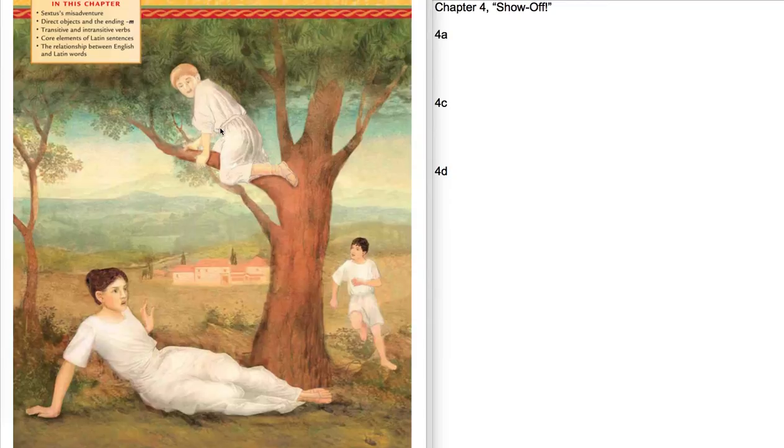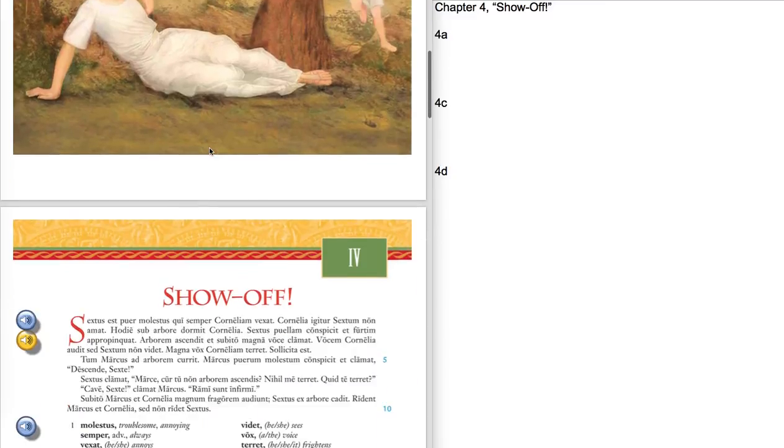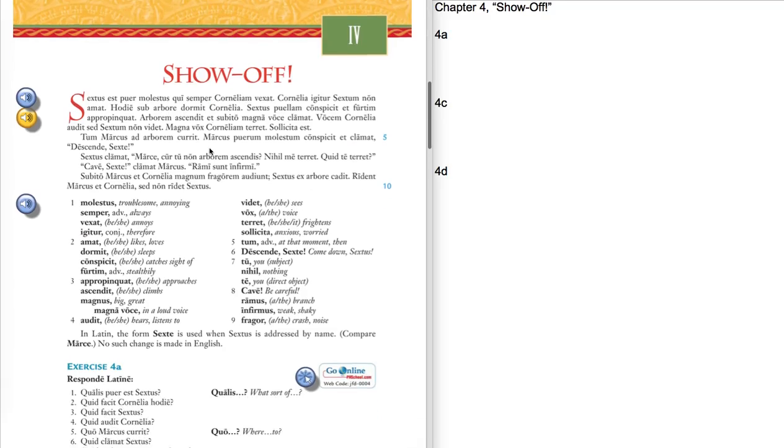Once again, orient yourself to the picture, what's going on. Let the picture guide you or intrigue you, and that helps to keep the ball rolling as you look at the chapter. I've already read some of the Latin, but since it's still early in the game, I'm going to read the first paragraph here for pronunciation purposes, because pronunciation, again, is part of the class.